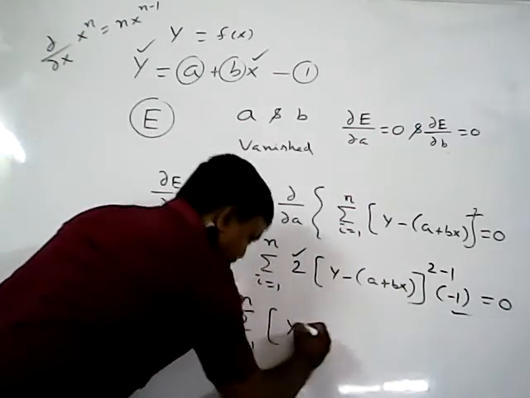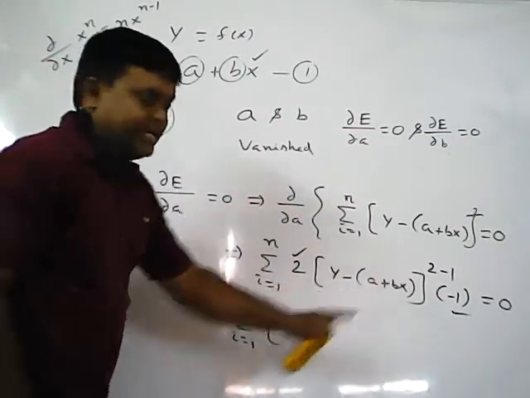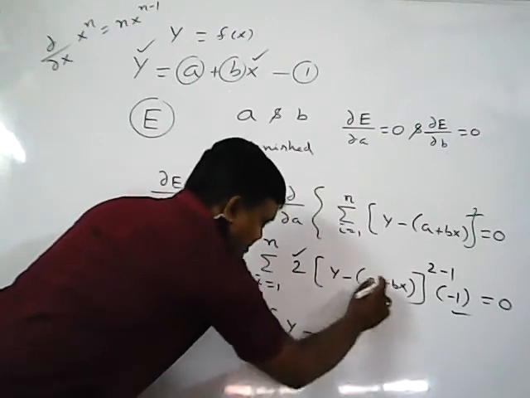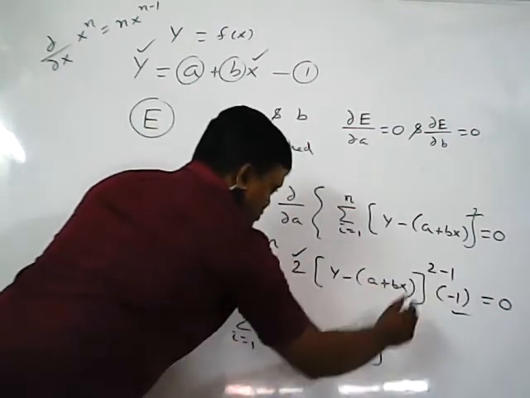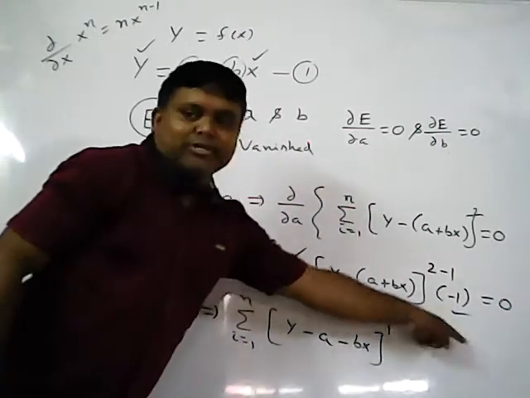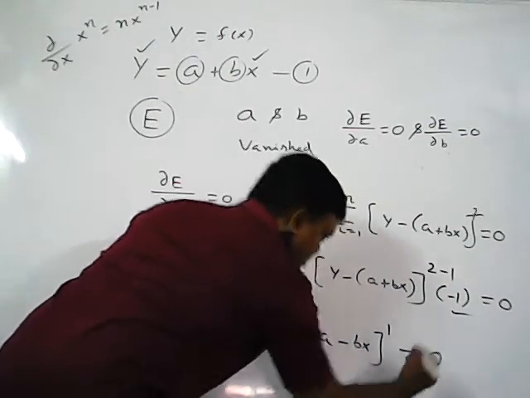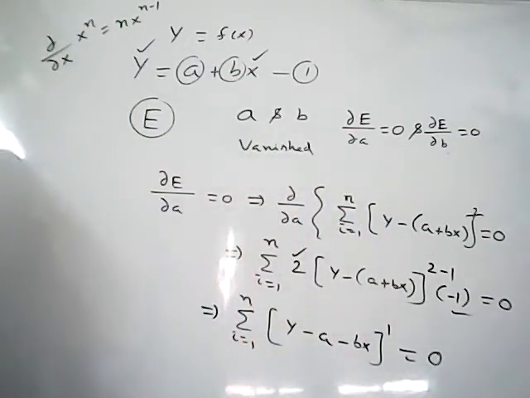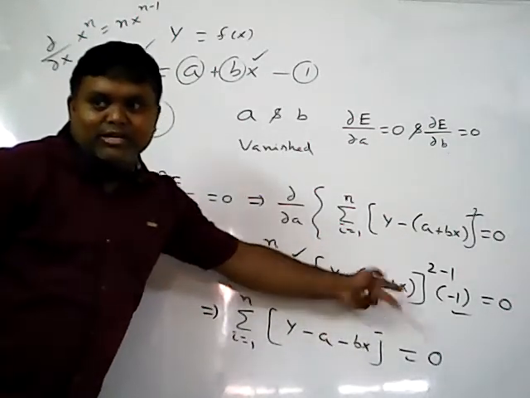Now y minus, separate these terms: minus 1 into a, that means minus a, and minus bx, whole power 2 minus 1. 2 minus 1 means 1. Already this 2 into minus 1 has been sent to that side, and 0 divided by anything is 0, so that term is vanished. So it is equivalent to 0. Anything power 1 is that number only, so the power 1 is not required.